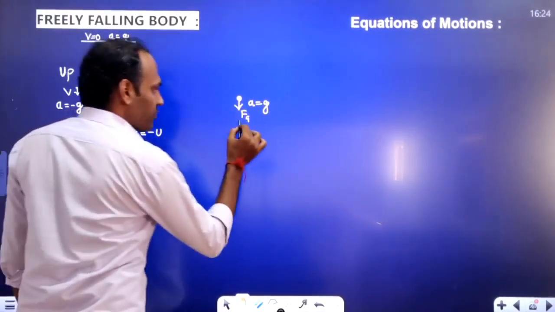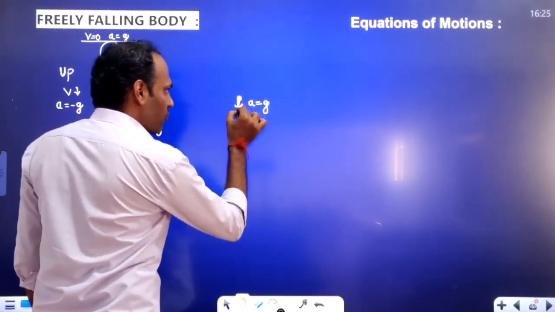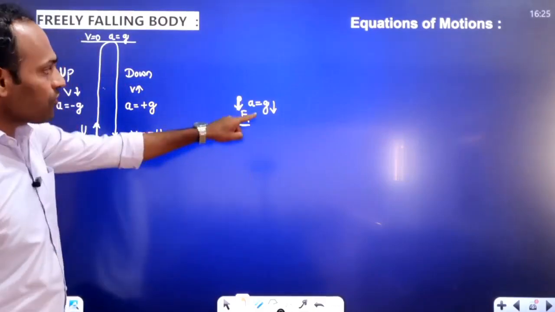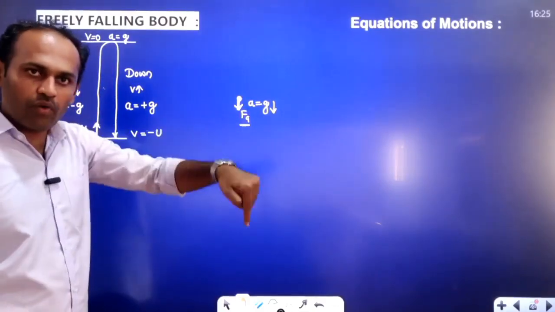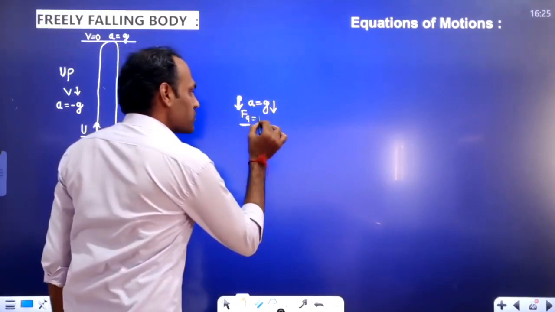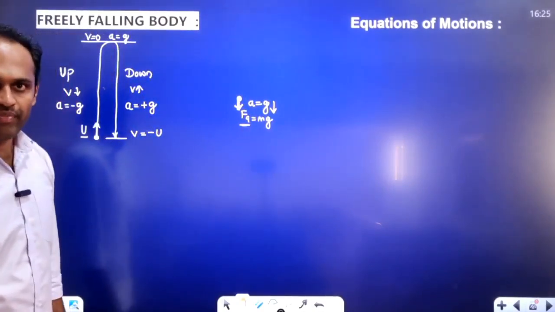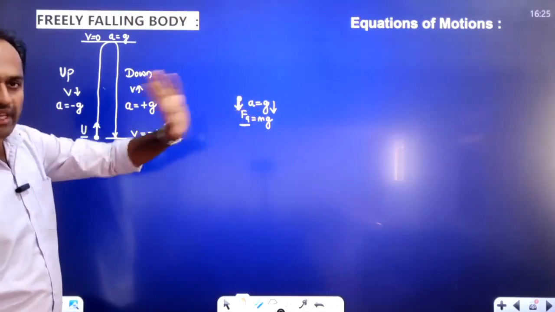What will be the direction of gravitational force? Downwards. Then what will be the direction of acceleration due to gravity? Downwards only. So the direction of acceleration due to gravity will always be downwards. Why? Because force is equal to mass into acceleration. Here acceleration means acceleration due to gravity. So the acceleration due to gravity is always downwards.